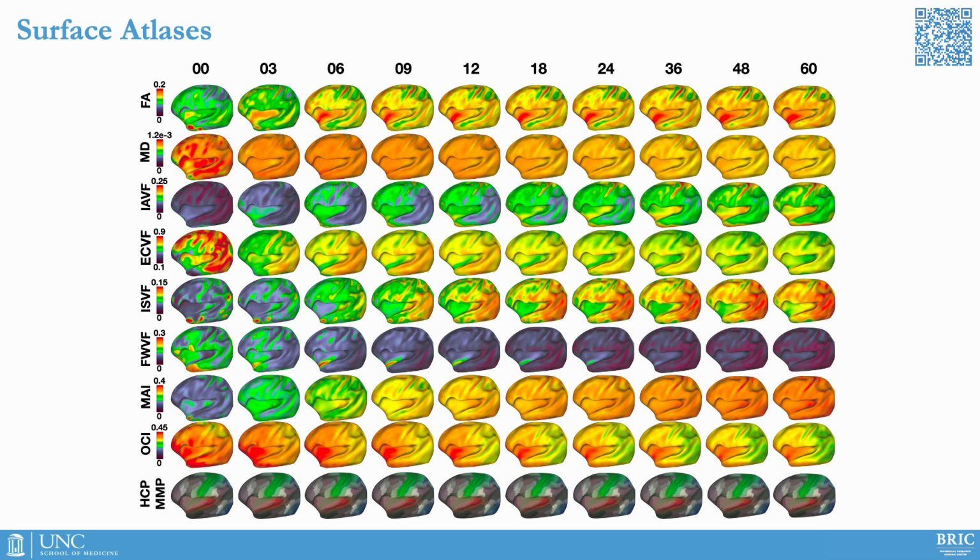Comparing with the Human Connectome Project multimodal parcellation in the last row, we can see some similarity and dissimilarity. This underscores the importance of a baby-centric atlas, as the adult atlases are not fully representative of the early developing brain. We hope that our atlases will help the community in studying normal growth and early detection of abnormal development.